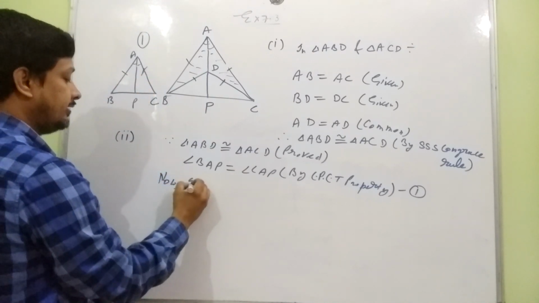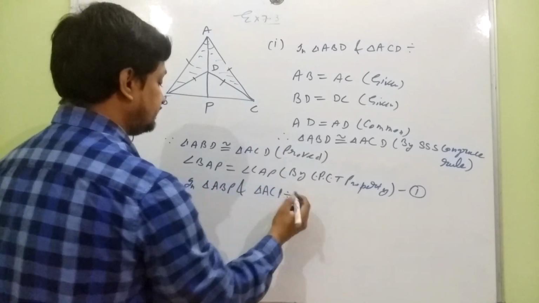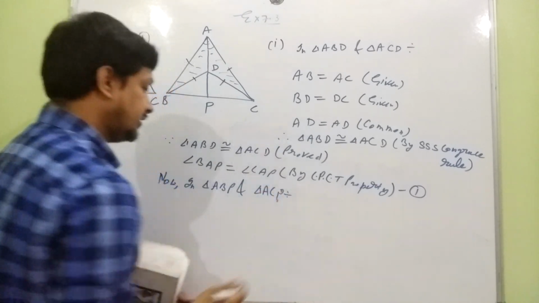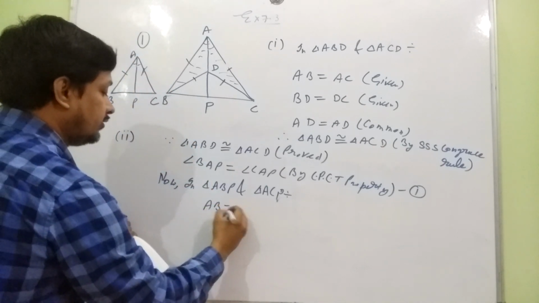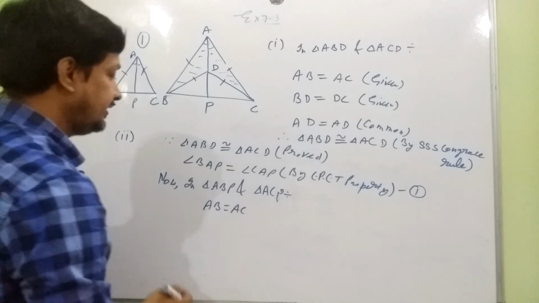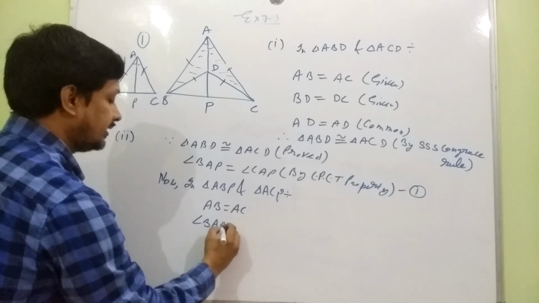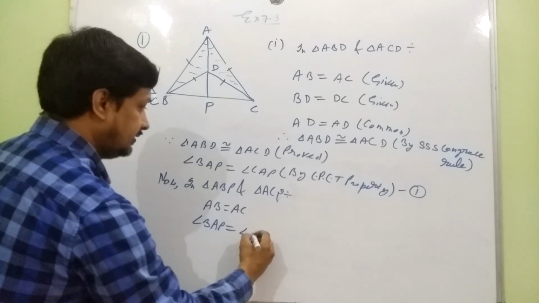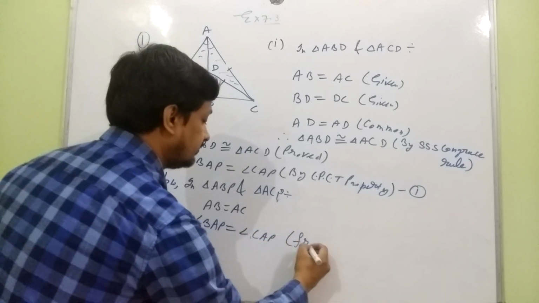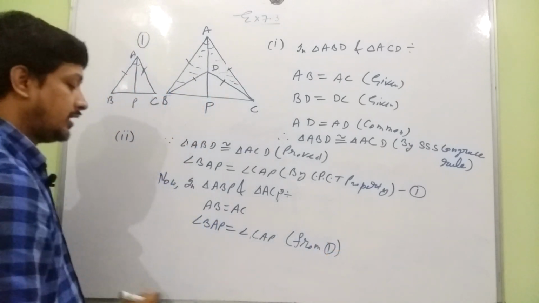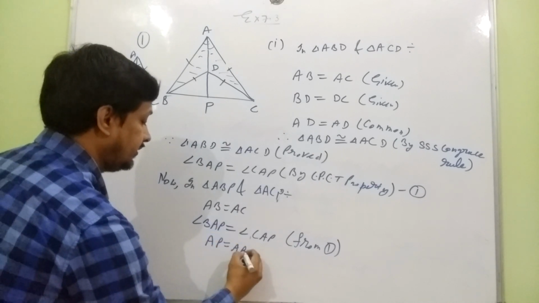So now in triangle ABP and triangle ACP, what are the three things which are equal? So first is AB equal to AC, and second thing, this angle is equal to this angle. Just now we have proved angle BAP of this triangle is equal to angle CAP from equation number 1. And what is the third thing? AP is common in both the triangles. So AP equal to AP, common.